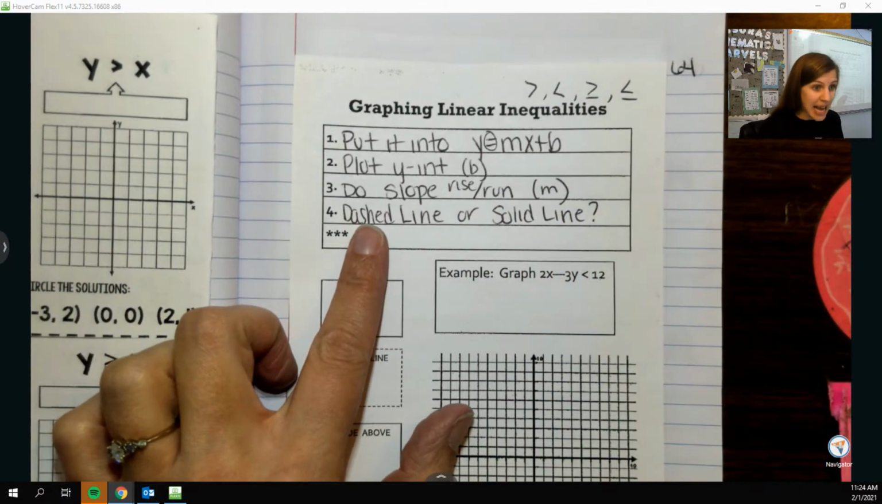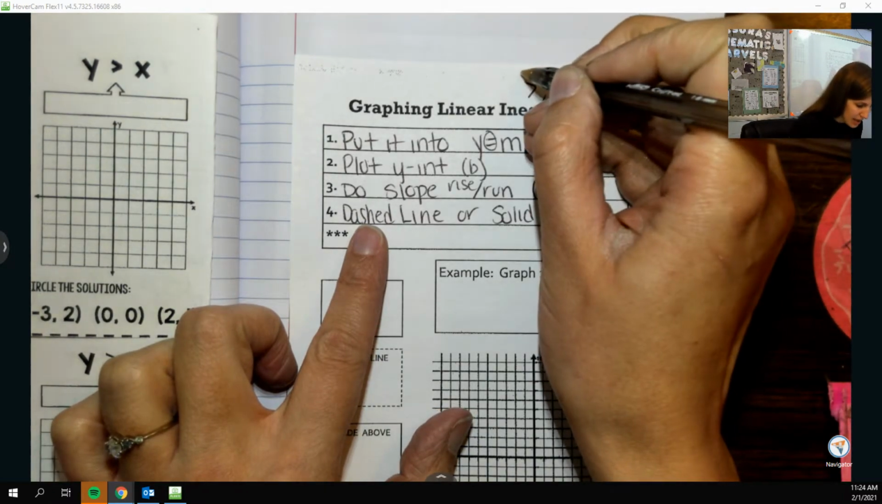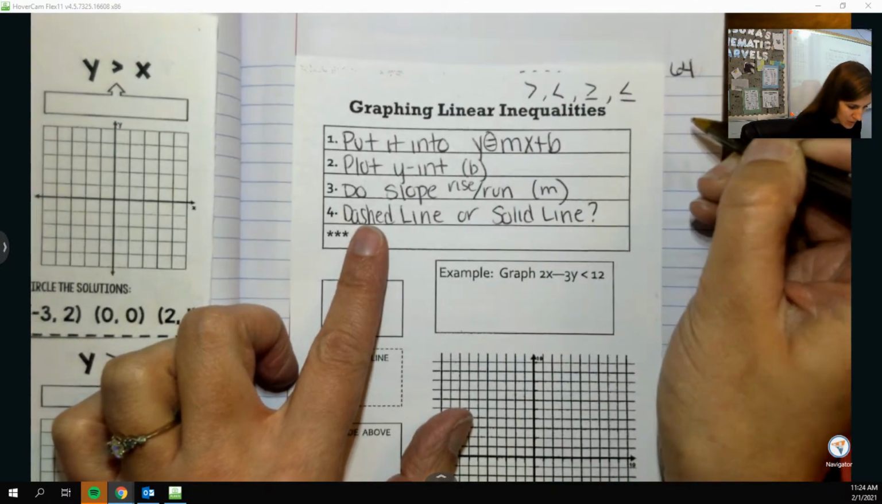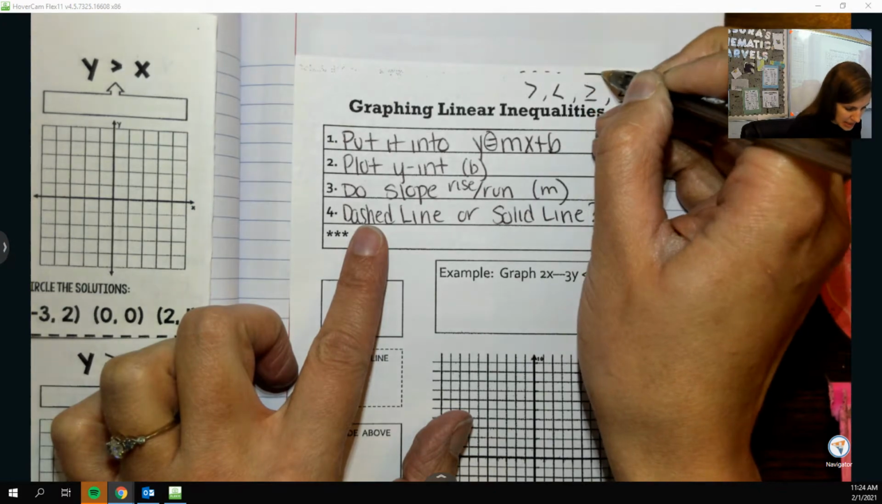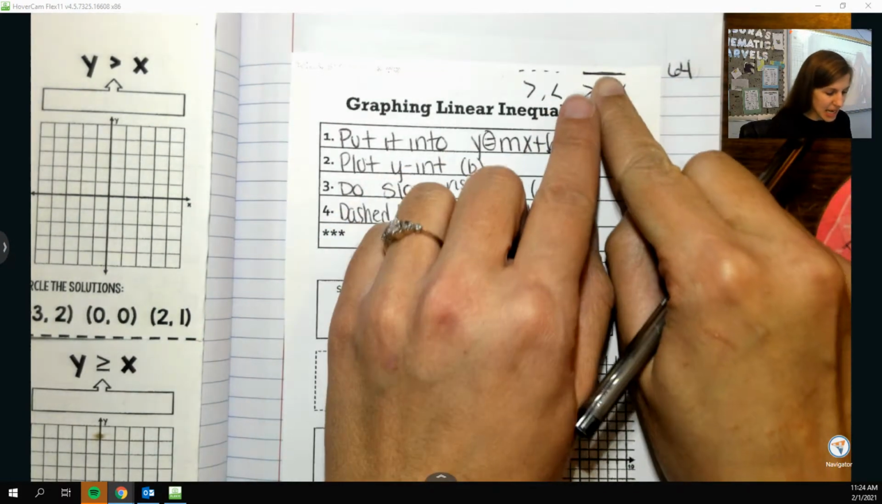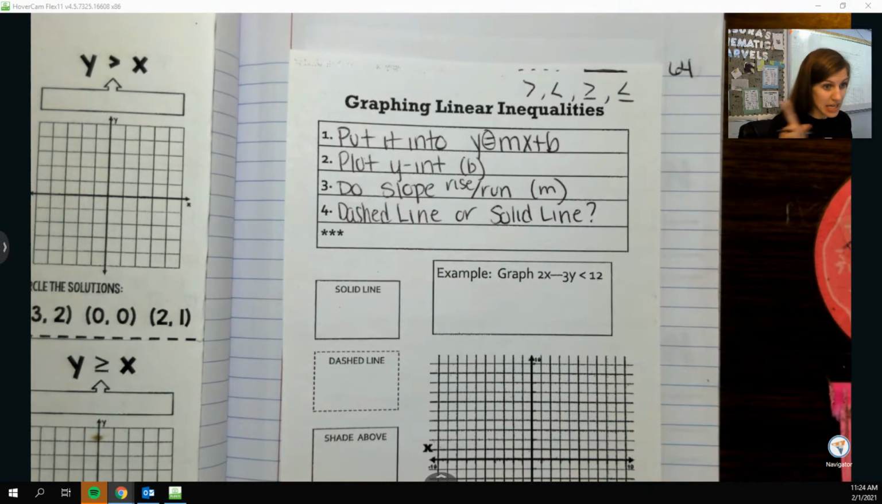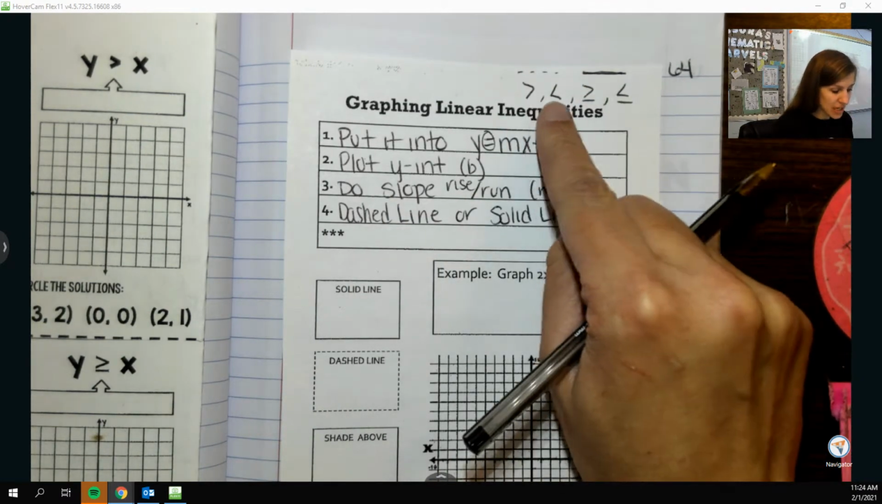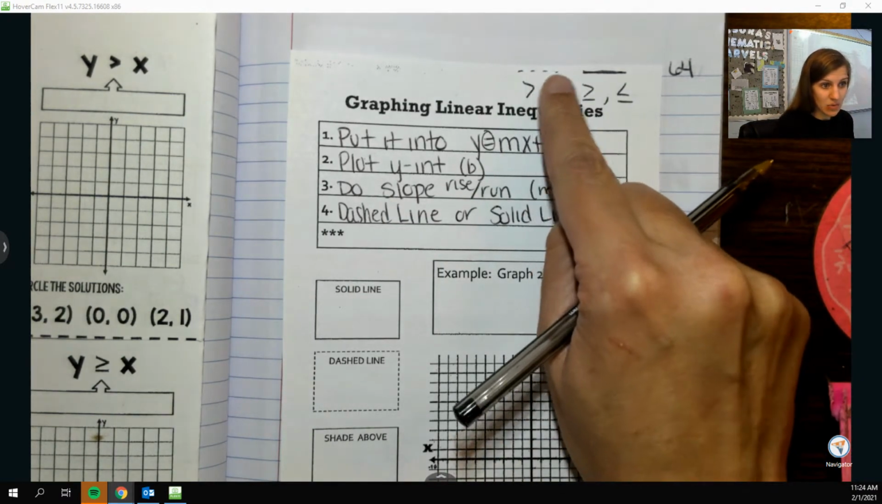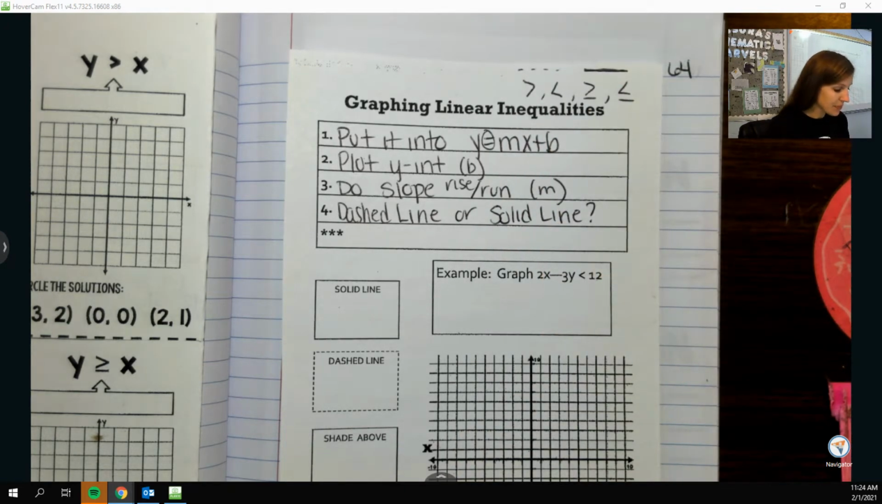So it will be a dashed line if it's not equal to, and it will be a solid line if it's equal to. And I can kind of tell because this already has a solid line in it. So that's going to tell me that it's a solid line. If it doesn't already have the line underneath it, then it's just going to be a dotty line. Okay. And then this is super fun because you get to color.